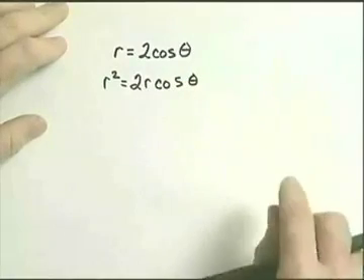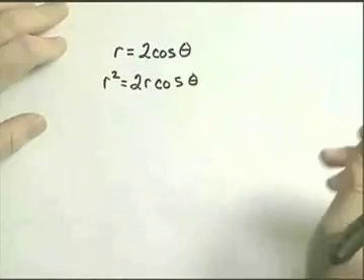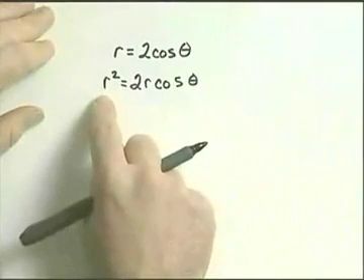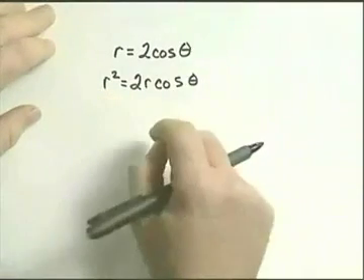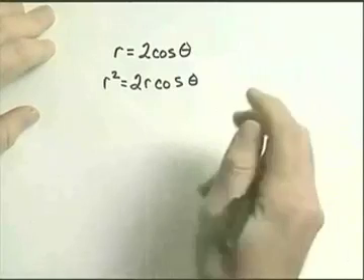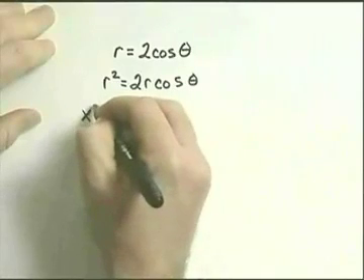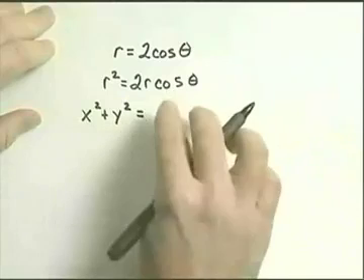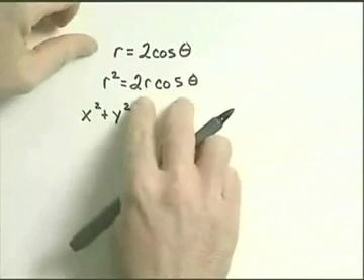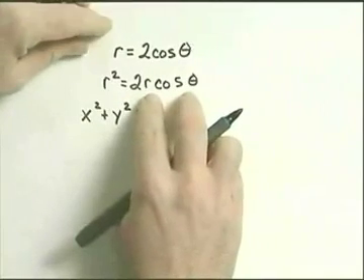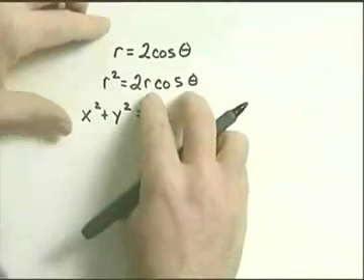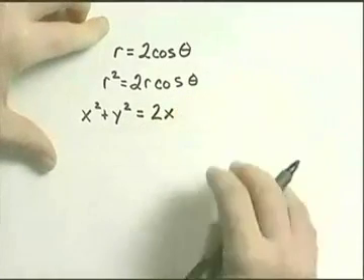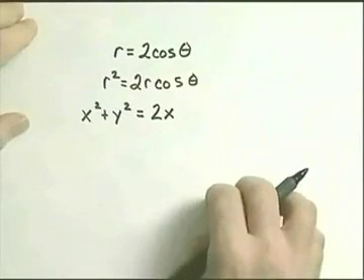theta. Now the reason for doing that, that is multiplying both sides by r, is because now on the left, r squared, you recall, is equal to x squared plus y squared. So I can write x squared plus y squared on the left. And on the right-hand side, you'll notice that I have r cosine of theta. Recall, r cosine of theta is x. So on the right-hand side, I get 2x.